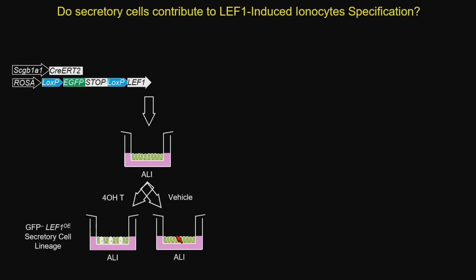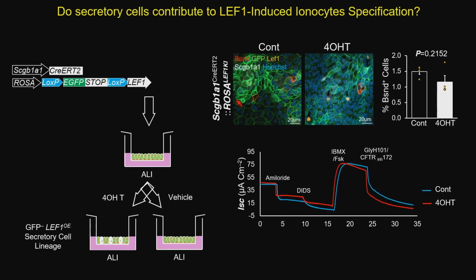And then we got these whole mounts stained first for LIF1 to show that some cells will have LIF1 overexpression, and it's here depicted in orange. And you can see we have a bunch of cells that are overexpressing LIF1 in the 4-hydroxytamoxifen treated group, but there's nothing actually in the control group.